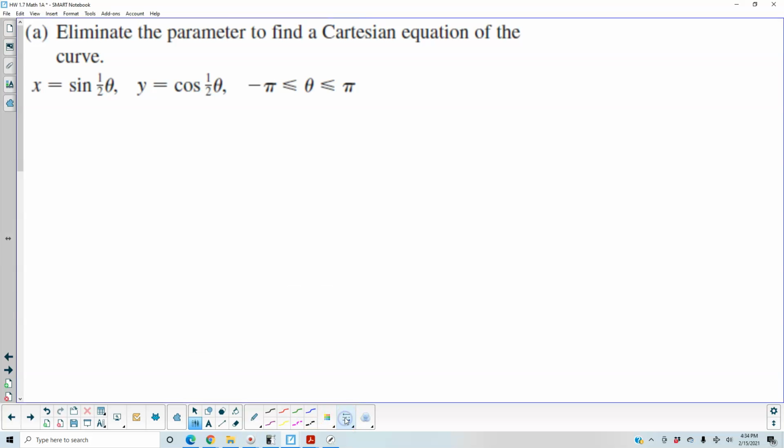In part A, we want to be able to eliminate the parameter to find a Cartesian equation of the curve x is equal to sine of 1/2 theta, y is equal to cosine of 1/2 theta, when theta is in between negative pi and pi. So, first thing we know is that the value of x is equal to the sine of 1/2 theta. We also know that y is equal to the cosine of 1/2 theta.